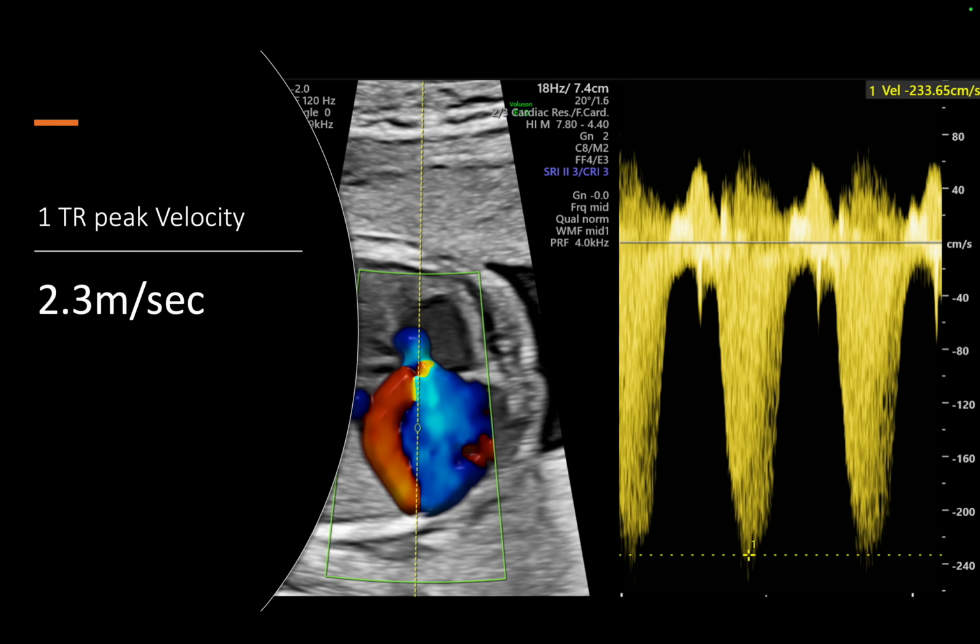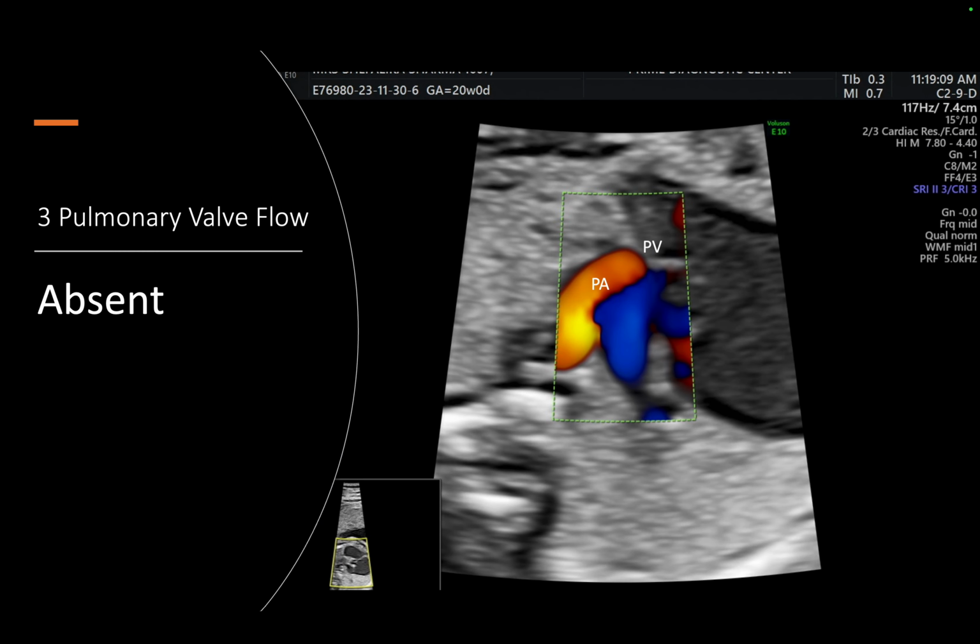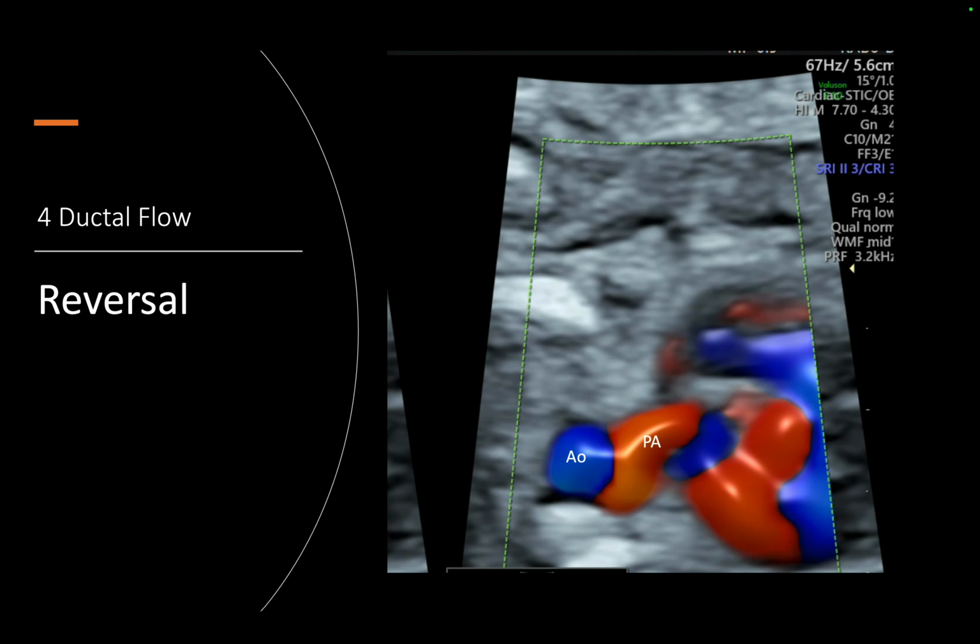So number 1, TR velocity. Here the TR velocity is 2.3, that is less than 2.5, not a good sign. The Tei index is abnormal. Normal is about 0.5 upper limit, and this LV Tei index is 0.72, not good. For the pulmonary forward flow across the pulmonary valve, there was no forward flow. It was only a retrograde flow till the pulmonary valve. There was no pulmonary regurgitation, no flow across the pulmonary valve, absent, and a reversal of flow in the ductus.